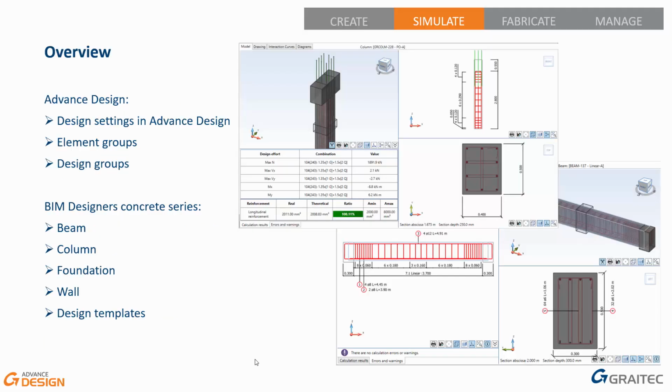Today we will be looking at several topics. First, topics around Advanced Design: how to set the design parameters for reinforced concrete members, and how to create element groups. This one is useful for walls if you want to design a group of walls at the same time. Also design groups, which allow us to group columns and supports and assign them the same design parameters, and then we can have a bill of materials, reports and drawings for this group.